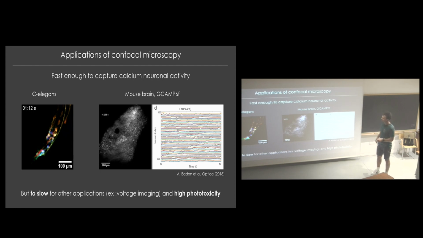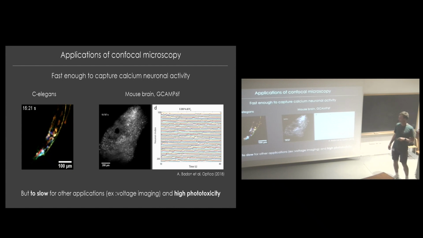You can also do some other animals, like C. elegans. This is worms. So it's semi-transparent, so it's very used a lot in microscopy. And you see different neurons firing at different times. So this is pretty good for plenty of applications, but it's still too slow for specific applications, such as voltage imaging, where you need to be really orders of magnitude faster than that.